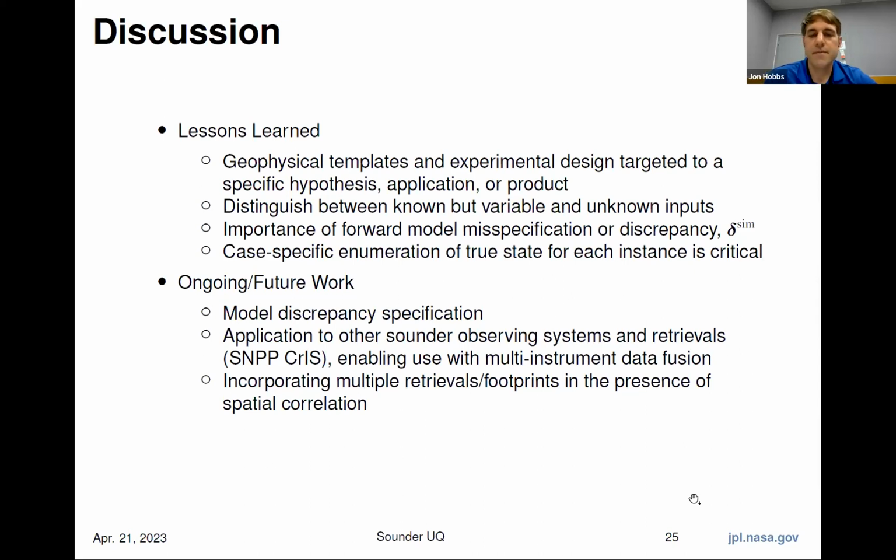And then just a couple of notes. I think I mentioned this on the previous slide, that applying this to other sounder observing systems and retrievals is something we'd like to do down the road, because that will really enable things like data fusion, and will also enable the continuity of the data product record across different instruments. AIRS is sort of in the twilight of its mission, and will be going offline eventually, and these other instruments will be able to fill the gap, but we need to understand the implications of that continuity. And then it would also be useful to extend this framework to a spatial context where we can characterize the spatial dependence and correlation of the retrievals across multiple footprints.